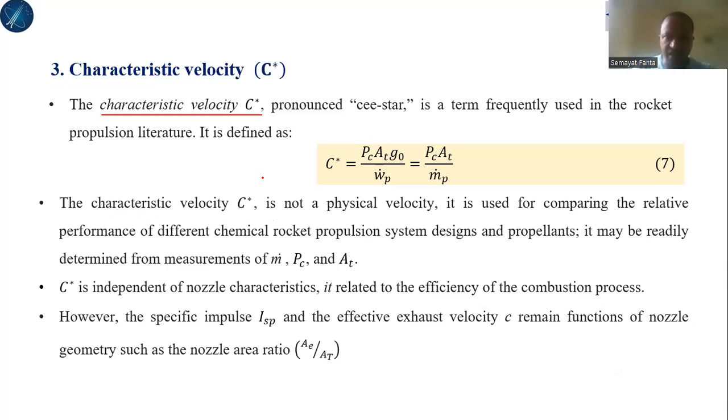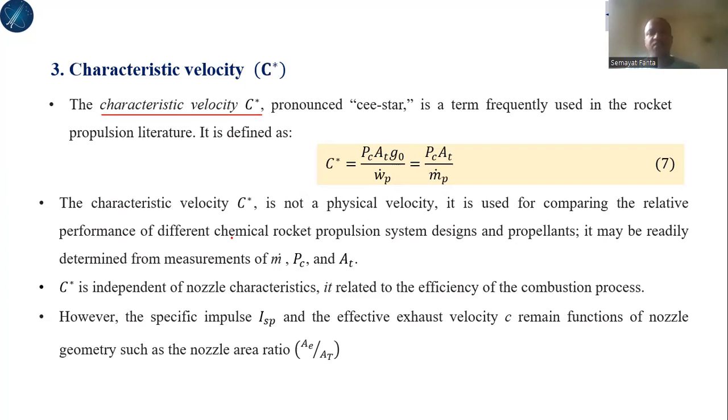Okay, so this is C star, which is given by the pressure in the combustion chamber times the area at the throat times g naught over the weight flow rate. When I bring this g naught here, it becomes m dot P. So C star equals PC At over m dot P. This is called the characteristic velocity.